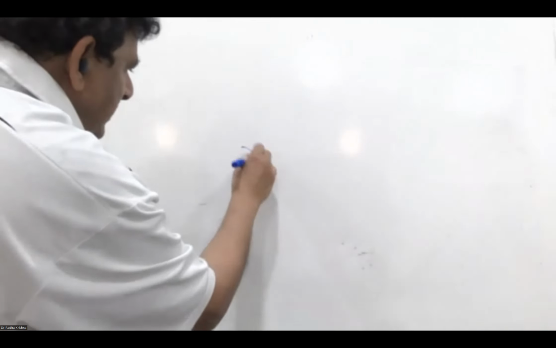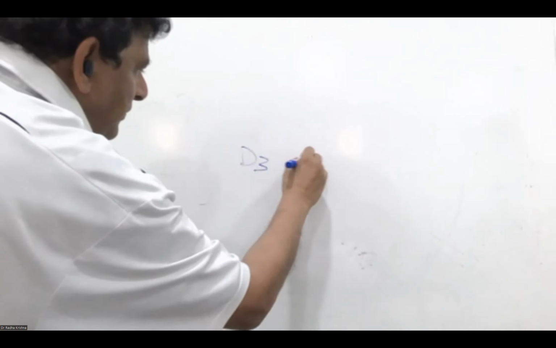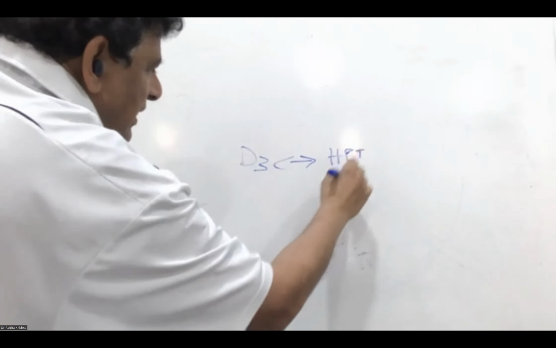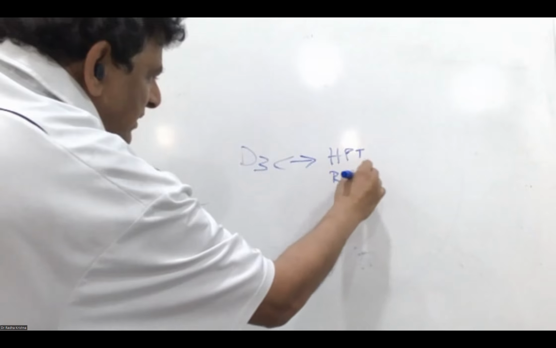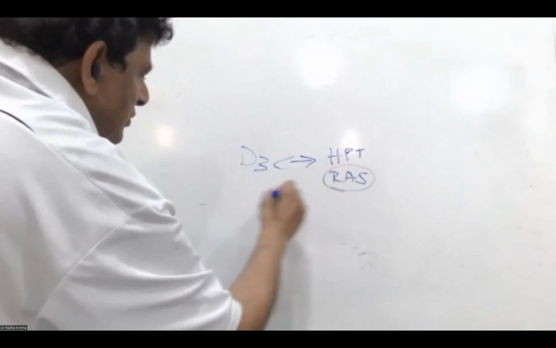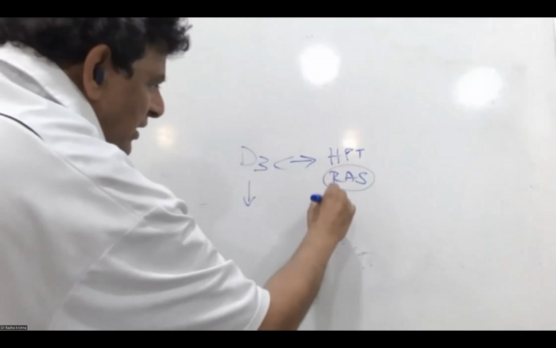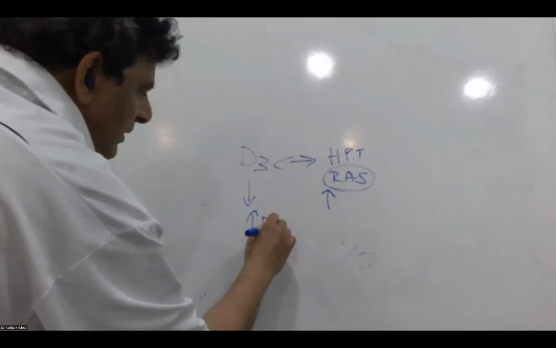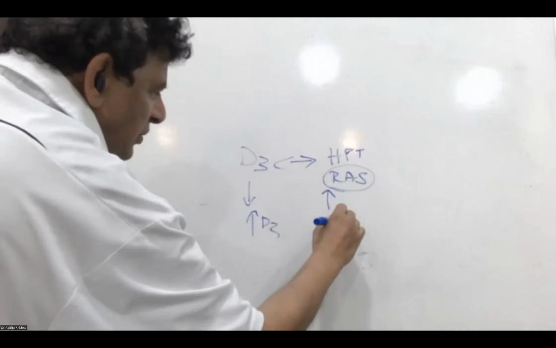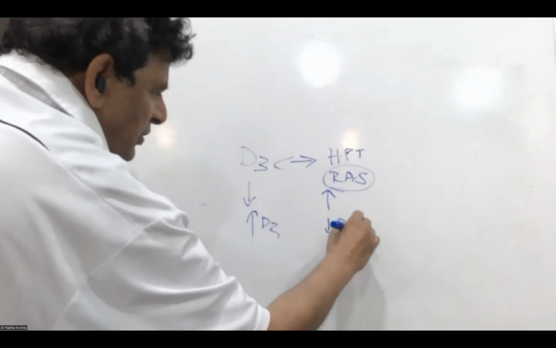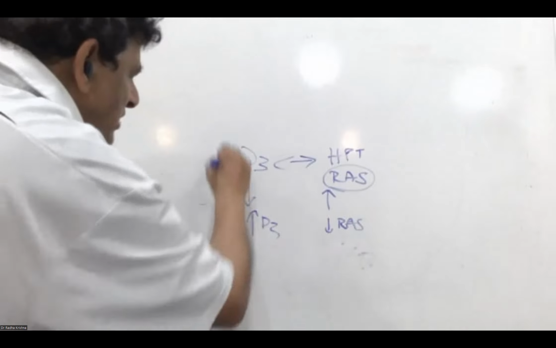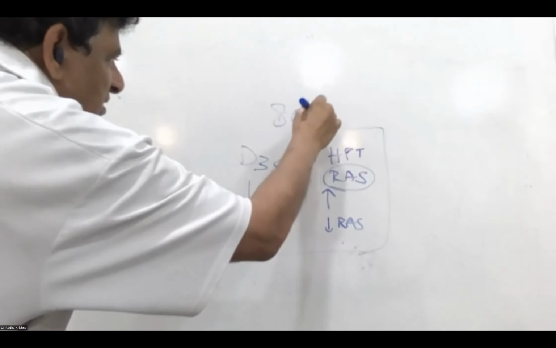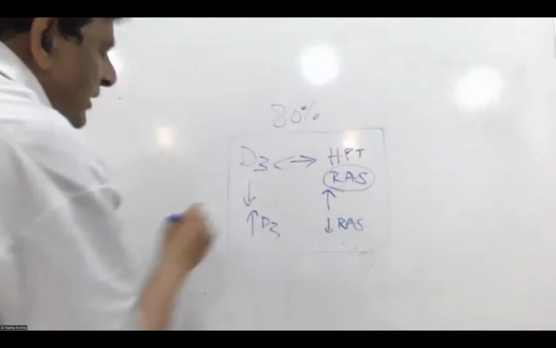So if you have D3 deficiency and you have hypertension, that is related to renin angiotensin. If the D3 is low, renin angiotensin goes up. If you normalize your D3, your blood pressure goes down because it reduces the renin angiotensin. So D3 has multiple functions, and 80% of the world is D3 deficient in spite of sunlight.